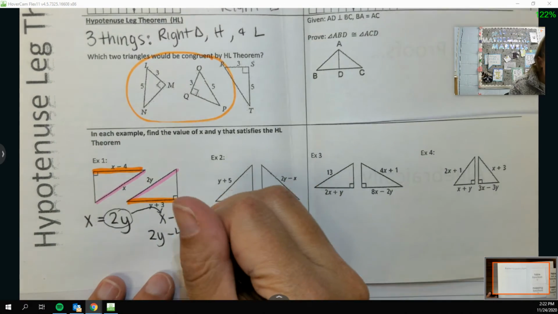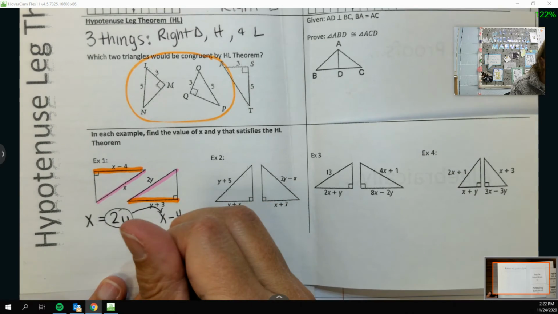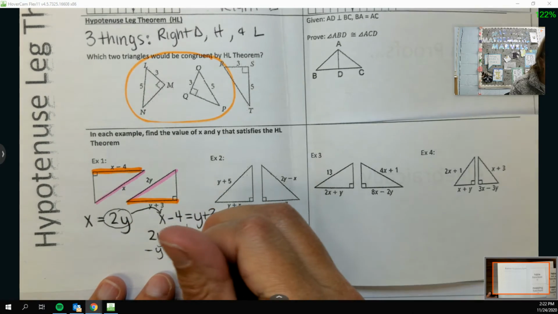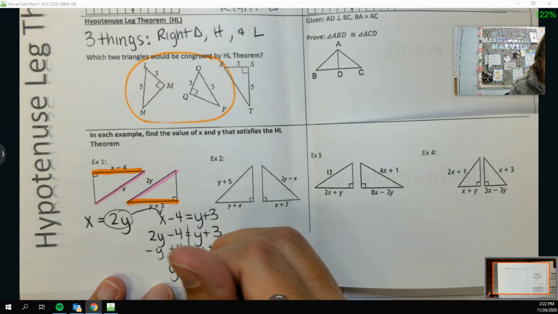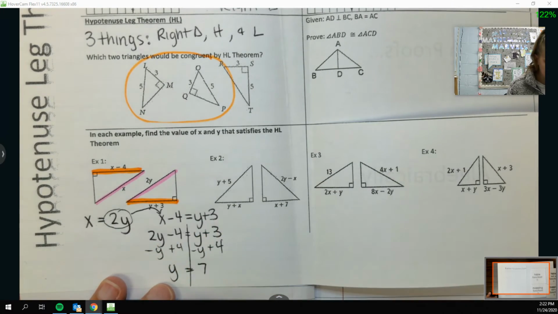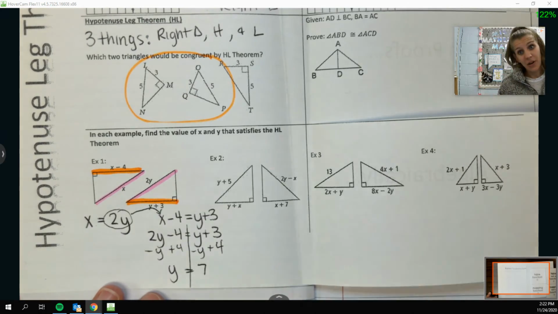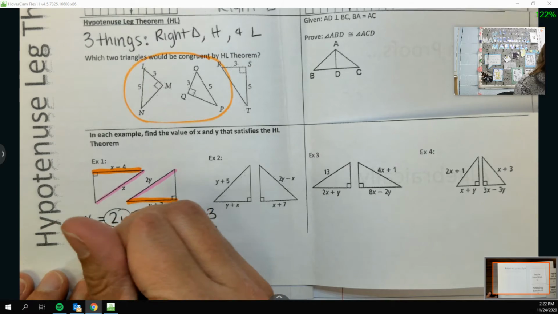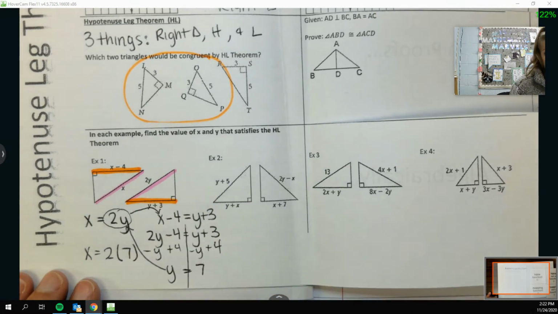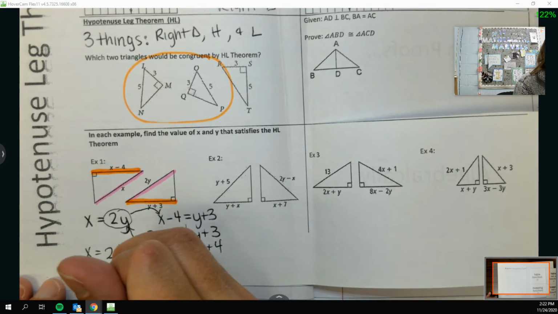So I would get my y's together by moving the smaller one over. And because y will be over here, I'm going to also add the 4. And so I'll get that 1y is equal to 7. Now that I know that y is equal to 7, I can plug it in right here and get x, because that's going to be 2 times y, which I just found out is 7. So x is 14.